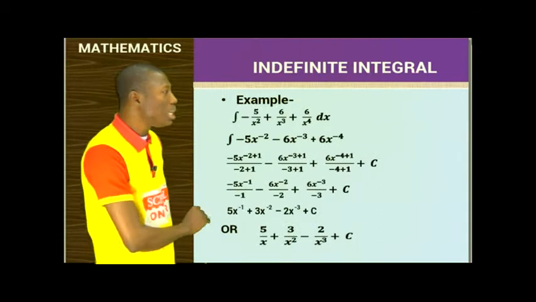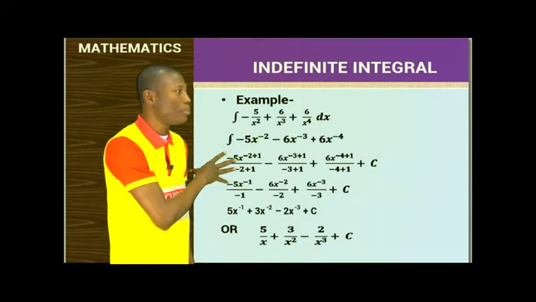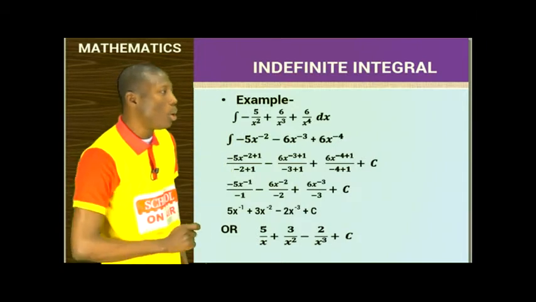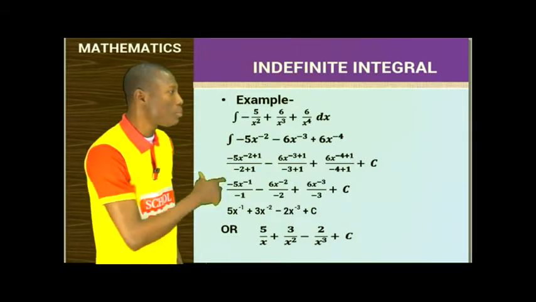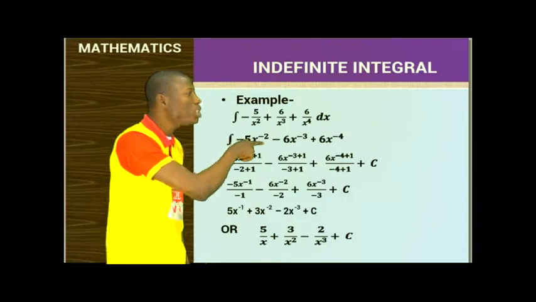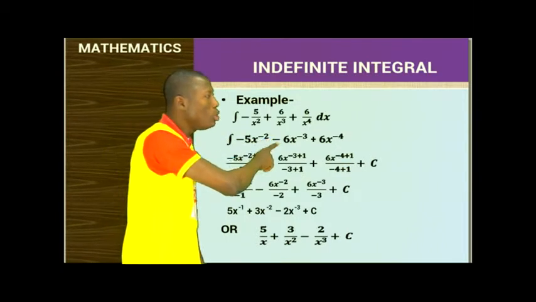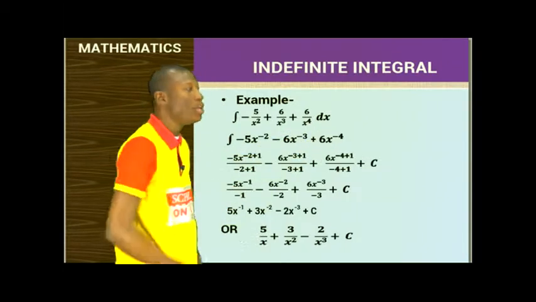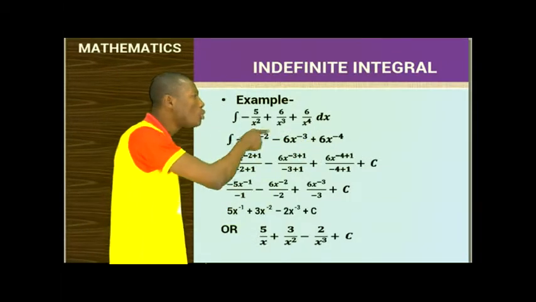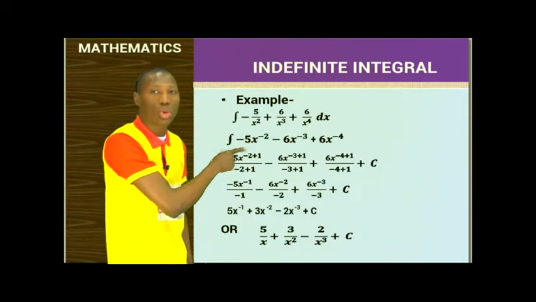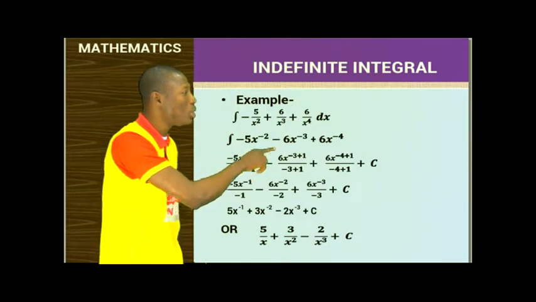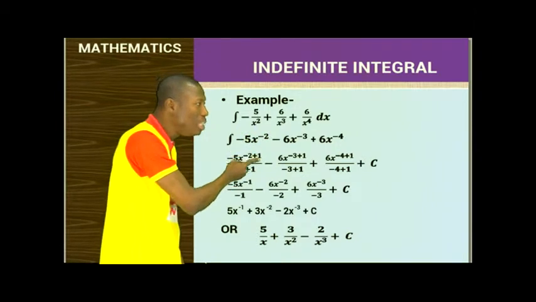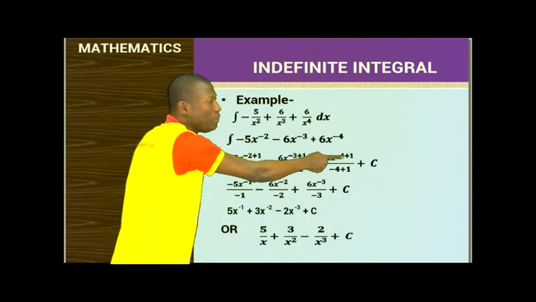Example. This is an example of indefinite integral. Integral of minus 5 over x squared plus 6 over x cubed plus 6 over x to the 4, dx. So this one is equal to minus 5 x raised to power minus 2, minus 6 x raised to power minus 3, plus 6x raised to power minus 4. Now, I add 1 to all the powers: the first one minus 2 plus 1, the second one minus 3 plus 1, the third one minus 4 plus 1, all divided accordingly by the new powers.